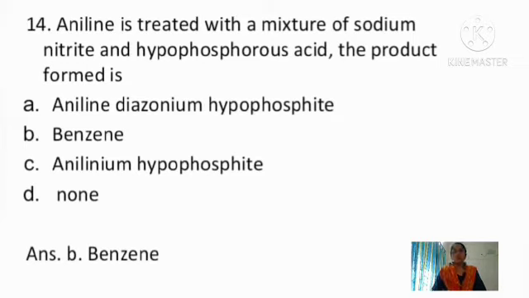So here sodium nitrite and hypophosphorous acid means there is a formation of nitrous acid. So aniline on treatment with nitrous acid, we are getting a diazonium salt. So here benzene diazonium hypophosphite can be obtained. But this hypophosphorous acid, that is H3PO2, can act as an acid as well as a reducing agent. So after the formation of benzene diazonium hypophosphite, there is a chance to undergo reduction, and it results in the formation of benzene. So option B is correct, that is benzene.